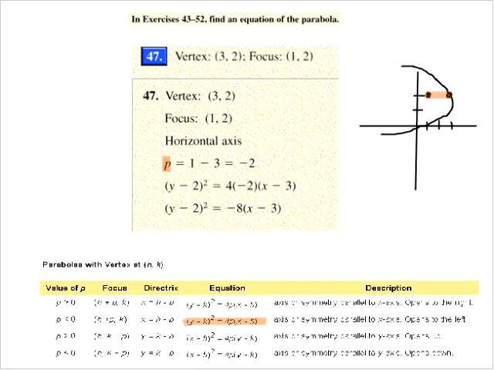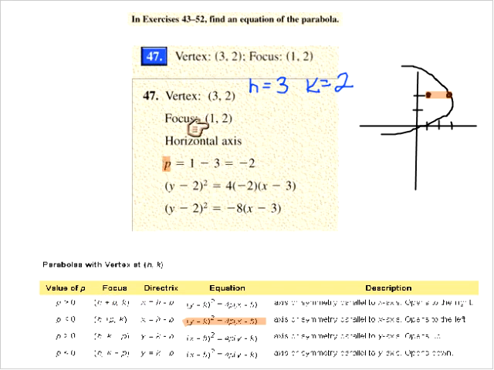For the next one, we need to find an equation of the parabola if we're given this information. All right, so the vertex is 3, 2, so that we know that h equals 3 and k equals 2. I know my focus is 1, 2. Okay, so I know that the y's are staying the same. So if I look here, the only time the y's are staying the same between the vertex and my focus is if it's y squared. So I know it's one of these.